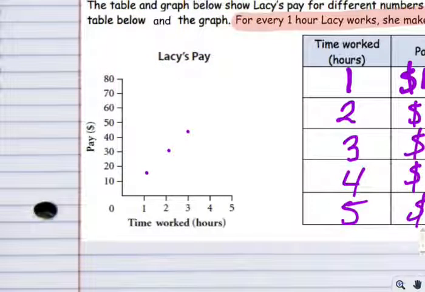I can also think that at 0 hours, if Lacey doesn't work at all, she's not going to get paid, right? So I have to make sure that I plot that point. And eventually you should have this straight line, which is going to represent that the ratios are constant, that this is a pay per hour, right?